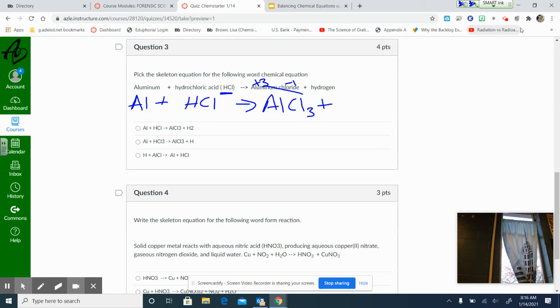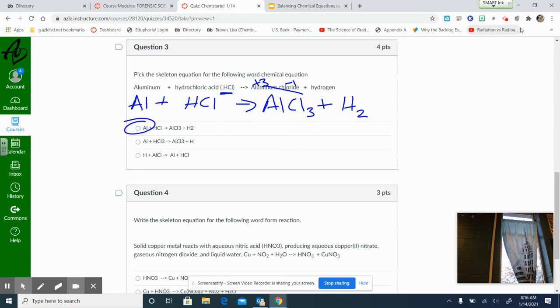And then lastly, we have hydrogen. Hydrogen is by itself. So every time I write an element by itself, I have to remember, is it diatomic? Hydrogen is one of my diatomic 7, so it needs a little 2. So now I just see which one says that. So Al, HCl, AlCl3, H2. So it happens to be the first one. Okay.